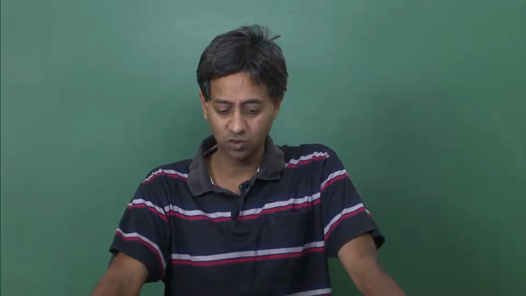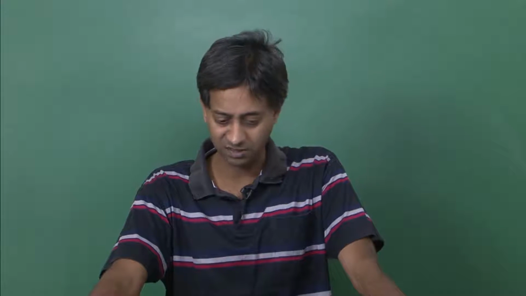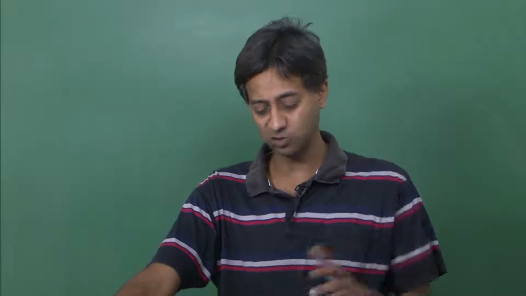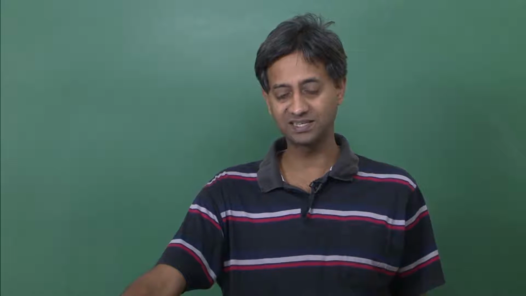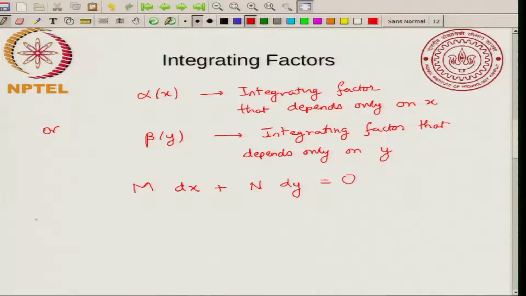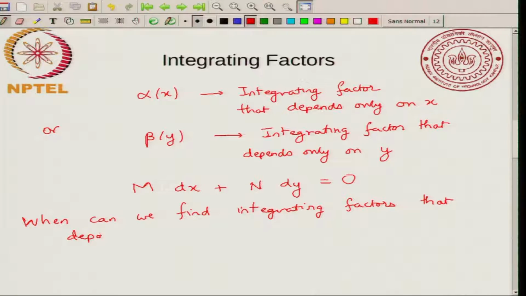It turns out that under certain conditions you can find an integrating factor that depends only on x, or under other conditions you can find an integrating factor that depends only on y. So, what are these conditions? When can you find an integrating factor that depends only on x, when can you find one that depends only on y, and how do you find these integrating factors? So, I'll just specify this: when can we find integrating factors that depend only on x or y, and how do we find them?